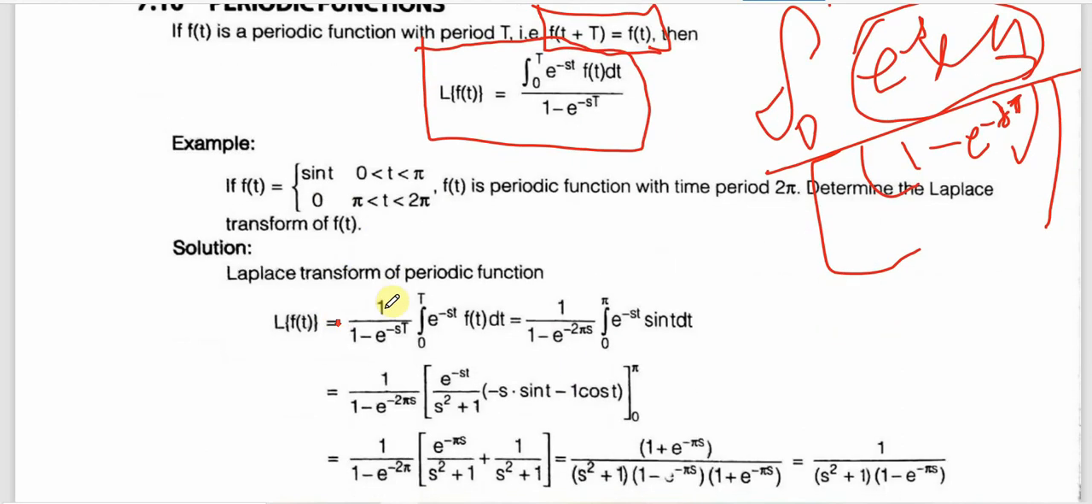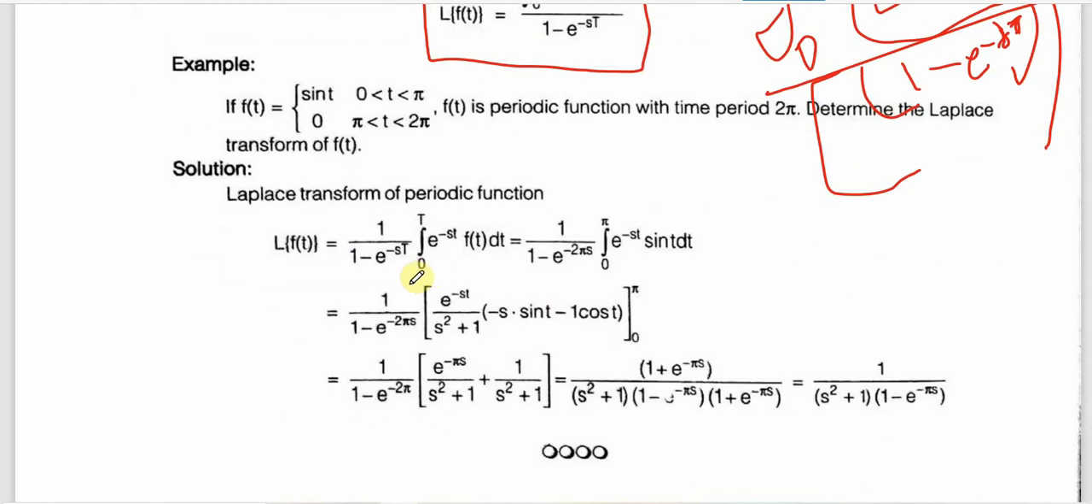If an example is there, then you can solve it. A very easy example is there. From 0 to capital T we will integrate. What is the period? Its period is 2 pi. So here we will integrate from 0 to 2 pi. From 0 to pi it is sin t, and from pi to 2 pi it is 0. So that limit will be 0. So simply we have to integrate from 0 to pi e to the power minus st into sin t dt, and divide by this, which will always come in any problem of this type.